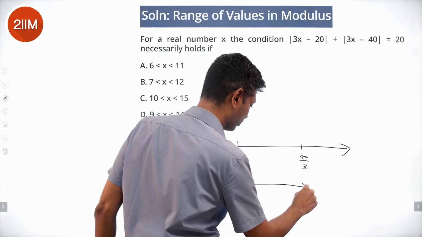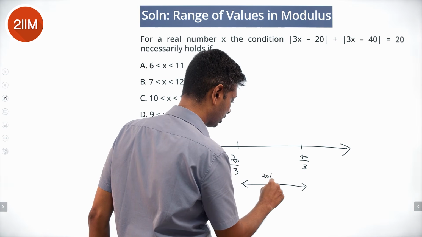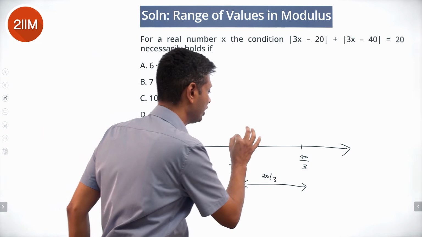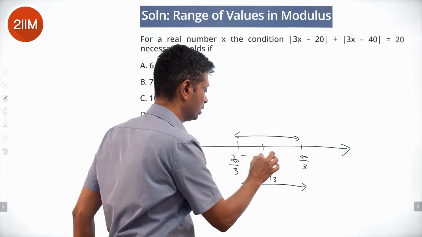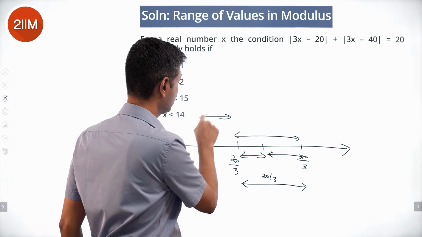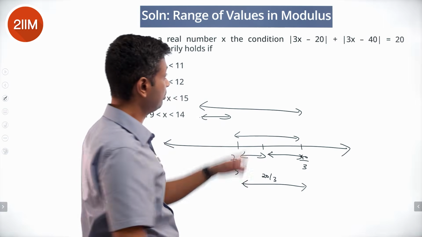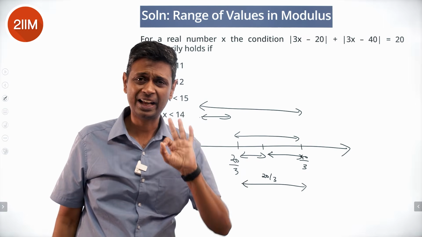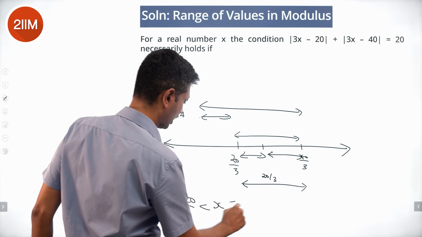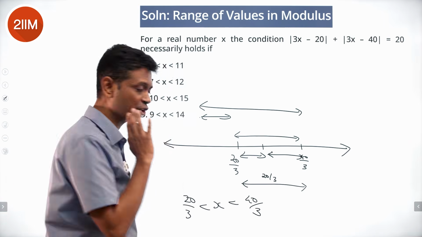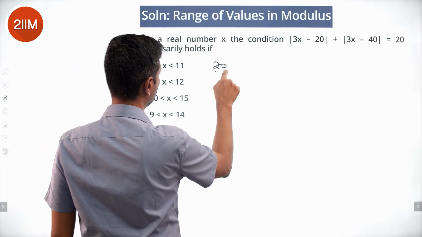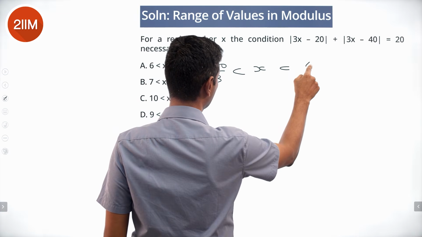This distance is 20 by 3, 40 by 3 minus 20 by 3. So x has to be a point in between these two. If it is here, this distance plus this distance is 20 by 3. If it is outside, this plus this will be way more than that. Our x is between 20 by 3 and 40 by 3. This is where x should lie. So now let's come to the question. So 20 by 3 is less than x, which is less than 40 by 3.